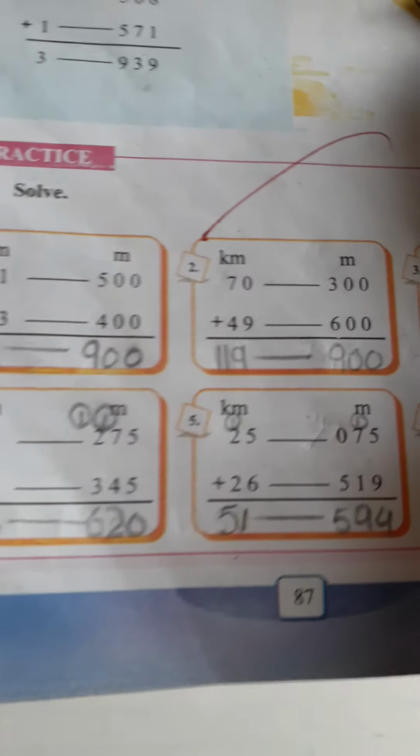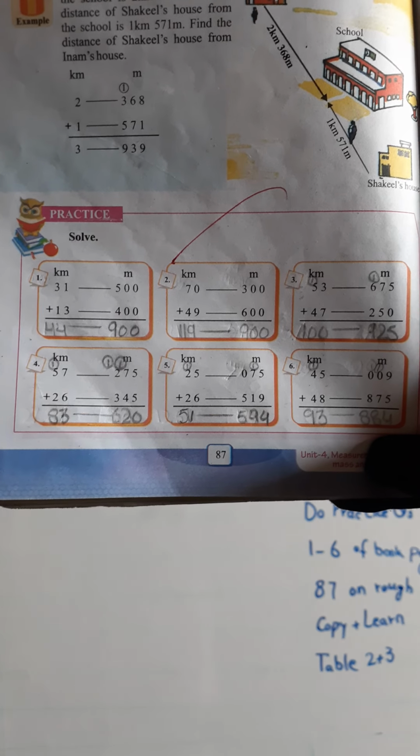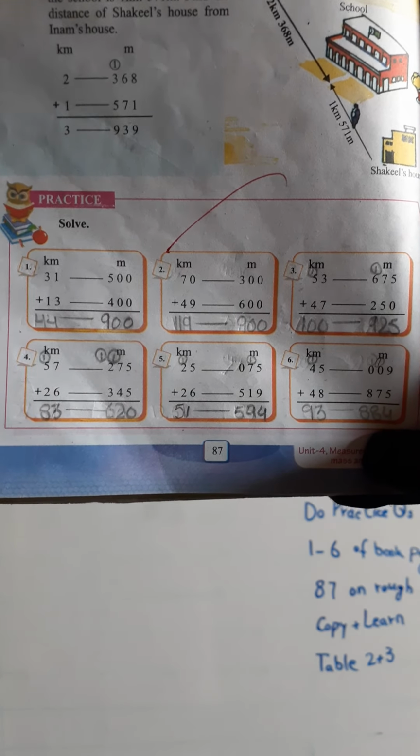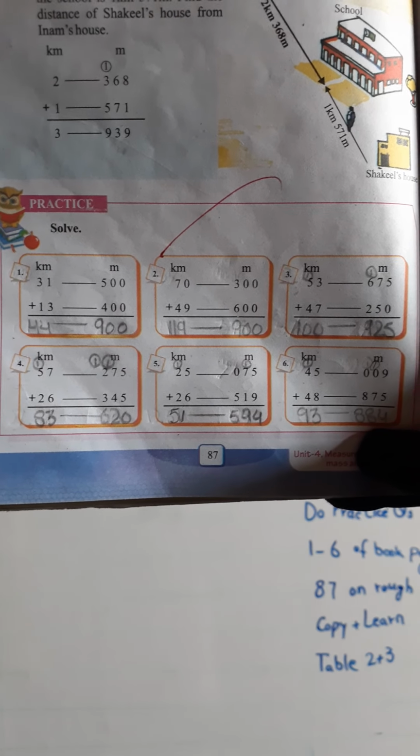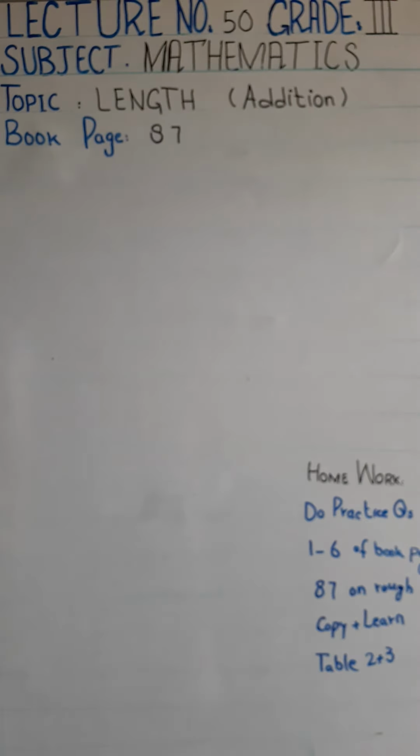Book page 87. Look here. Today we solve questions of carrying. Okay, the same method we follow, just for addition. Look at the sixth question again. I will solve one or two questions for you on the board, and you solve the remaining parts on your rough notebook. Clear?